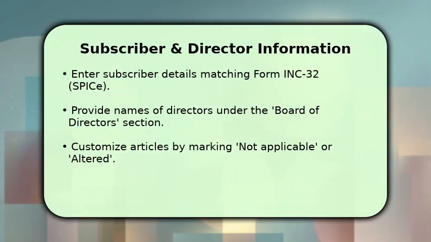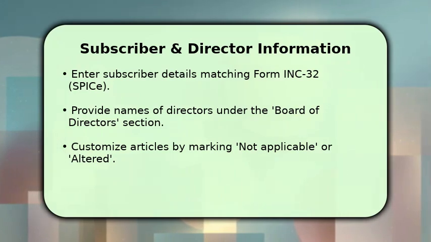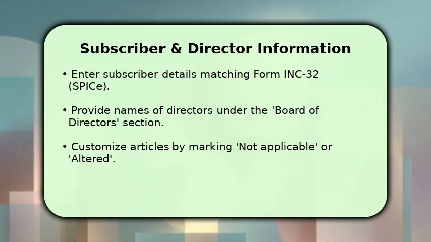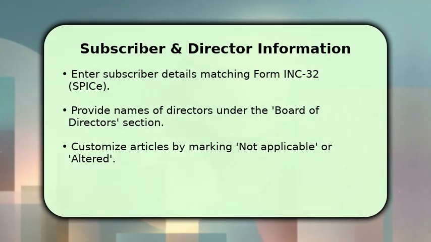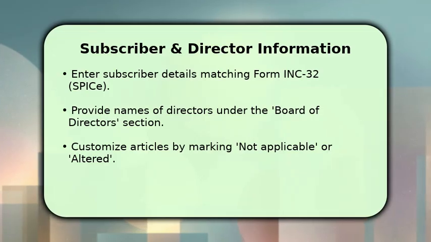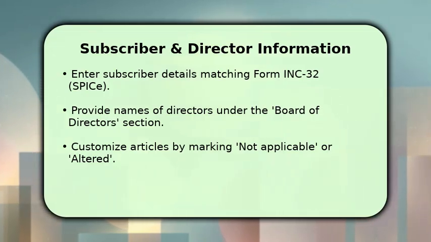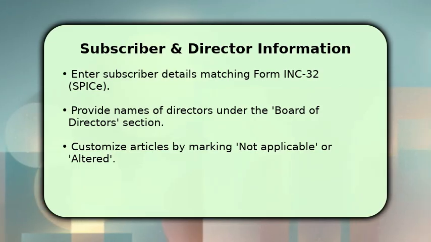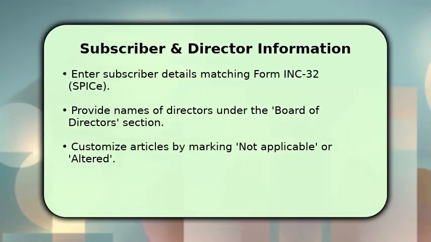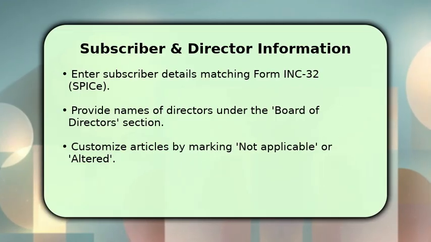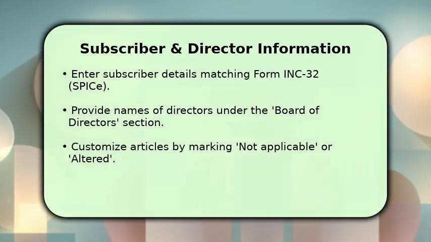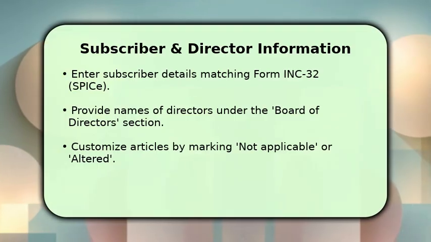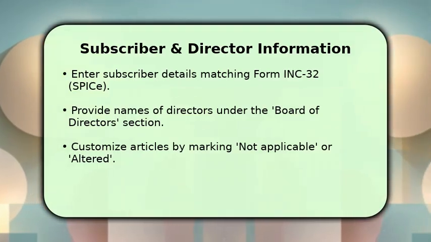Next, accurately input the subscriber details, ensuring they precisely match the information provided in Form INC32, also known as SPICE. You'll then need to list the names of your directors in the designated Board of Directors section. Remember, you can customize the standard articles by marking them as not applicable to hide them, or altered to make specific changes, tailoring the AOA to your company's unique needs.